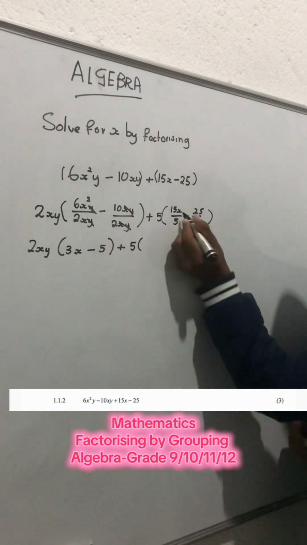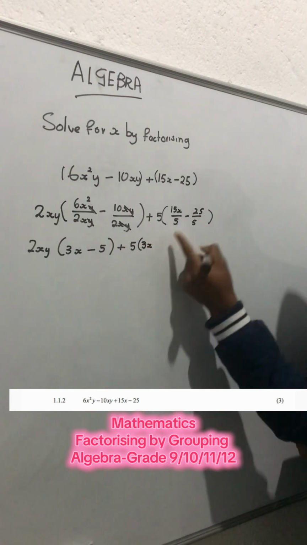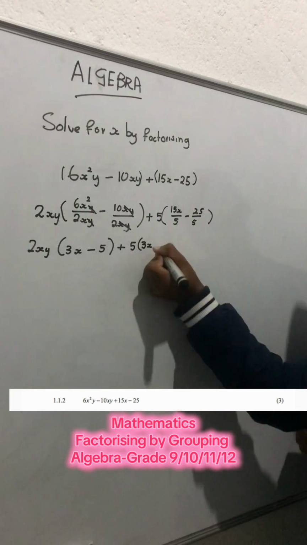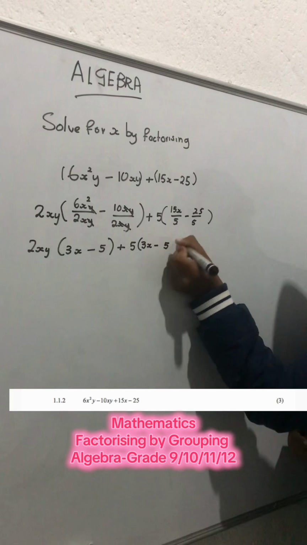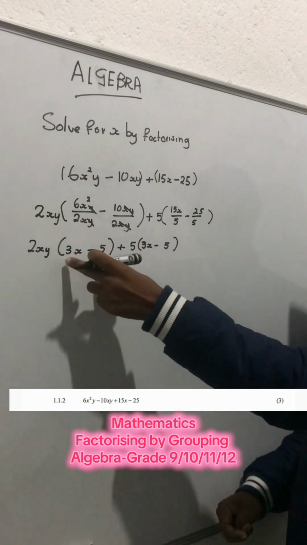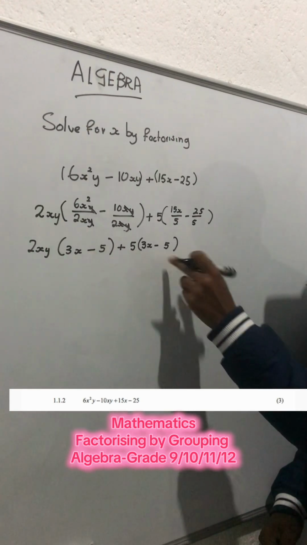Now positive 5. We come to this one. This one divided by this one is 3, and then that x remains. So when you say 15x divided by 5, you get 3x, minus this is also 5. Then, scholar, I think now you can notice something here. There's 3x minus 5 this side, there's 3x minus 5 this side.